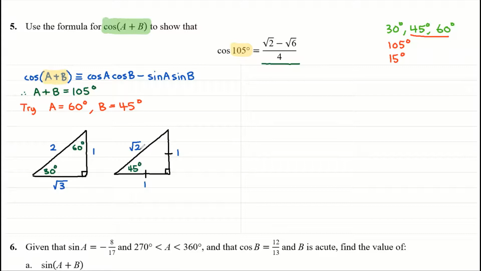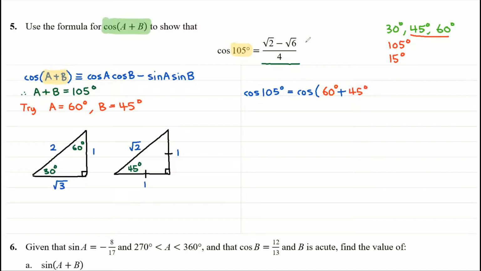Okay, we now know everything we need to know, and we can just finish off the question now. So the cosine of 105 degrees is going to be equal to the cosine of what we've just said. So 60 degrees added to 45 degrees. Like that. That's the first step.